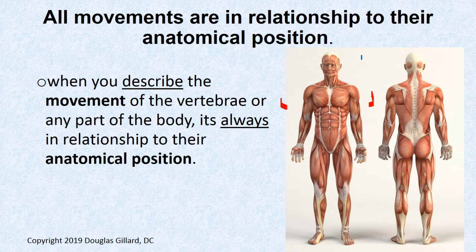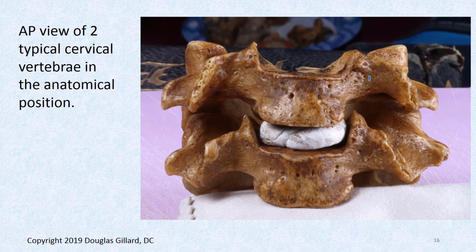And the anatomical position of the vertebrae is looking straight at it from an A to P view. Transverse processes will be sticking out here. Spinous process will be in the plane of the page in the back. Here are two typical cervical vertebrae, a motion segment, in the anatomical position. We're looking straight at them. You could go from behind and there'd be an anatomical position, but this is what we're talking about.